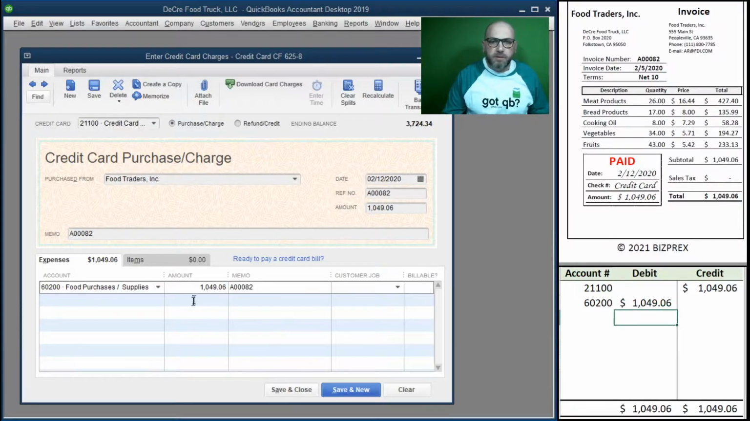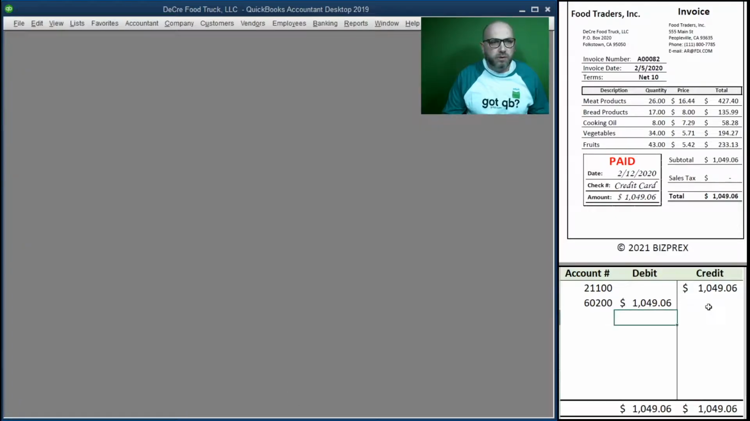And I'll repeat myself from previous sessions. Again, this window right here is a debit for this account, 6,200. And then this window right here is a credit for this account, 21,100. Very important to understand what's going on behind the scenes. So let's save and close, move to the next one.